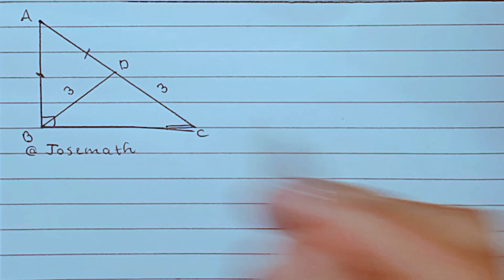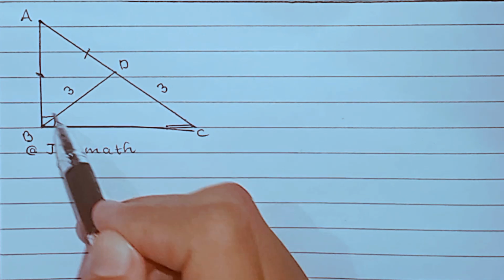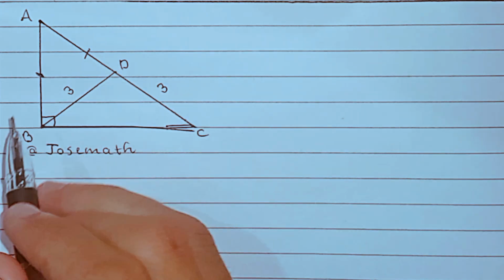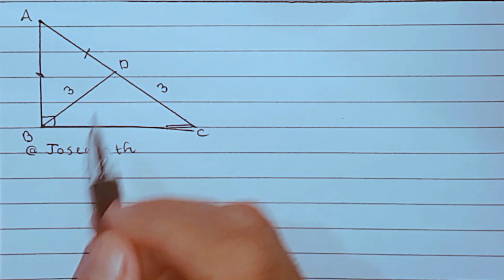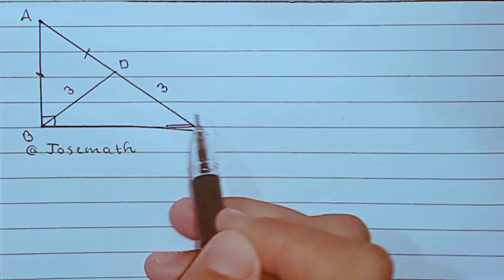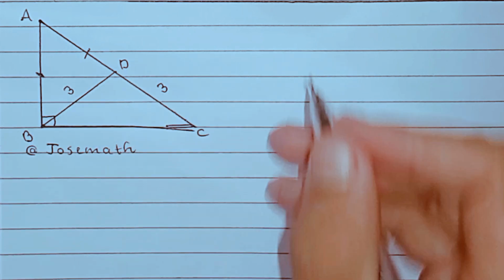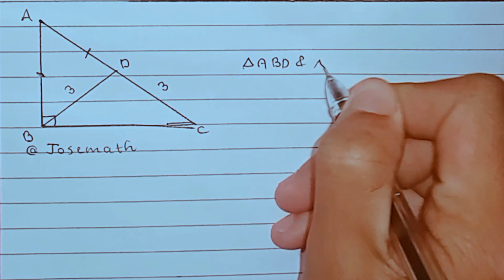So what we have here is a right angle triangle in which a line is drawn from the right angle to the hypotenuse. What we are given is that the two sides AB and AD are equal, and DB and DC are equal, which is 3 units. Then we can write triangle ABD and triangle DBC.